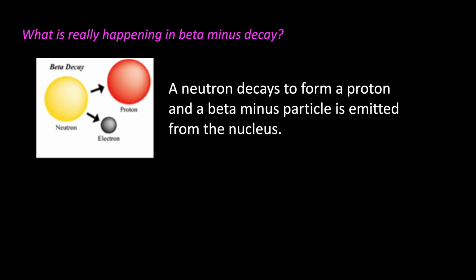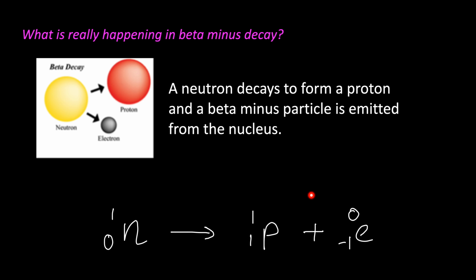But how does that really happen? In fact, in beta minus decay, a neutron decays into a proton and an electron. This is our decay equation. And just like before, our mass numbers add up perfectly, as do our atomic numbers.